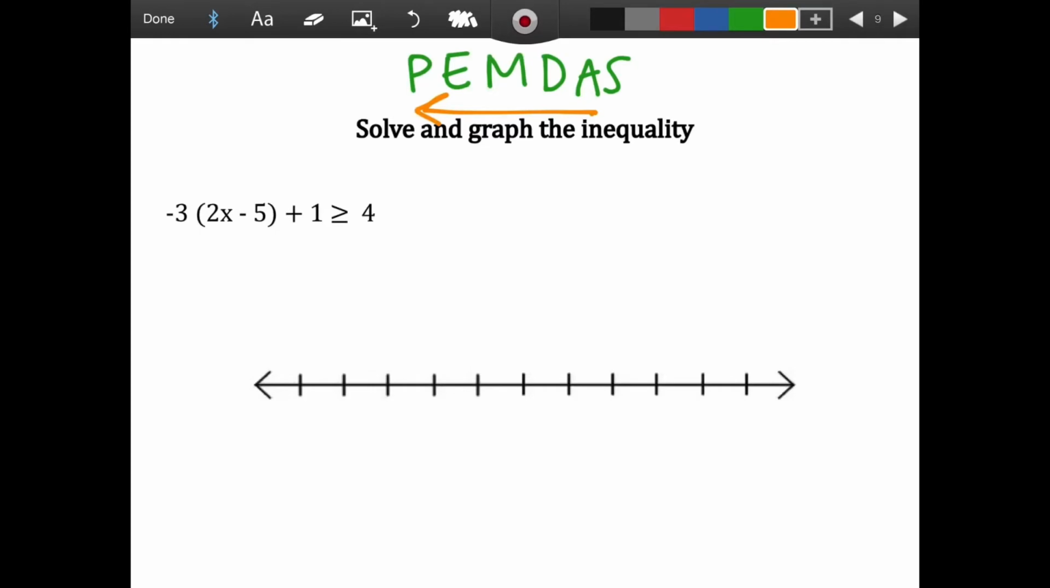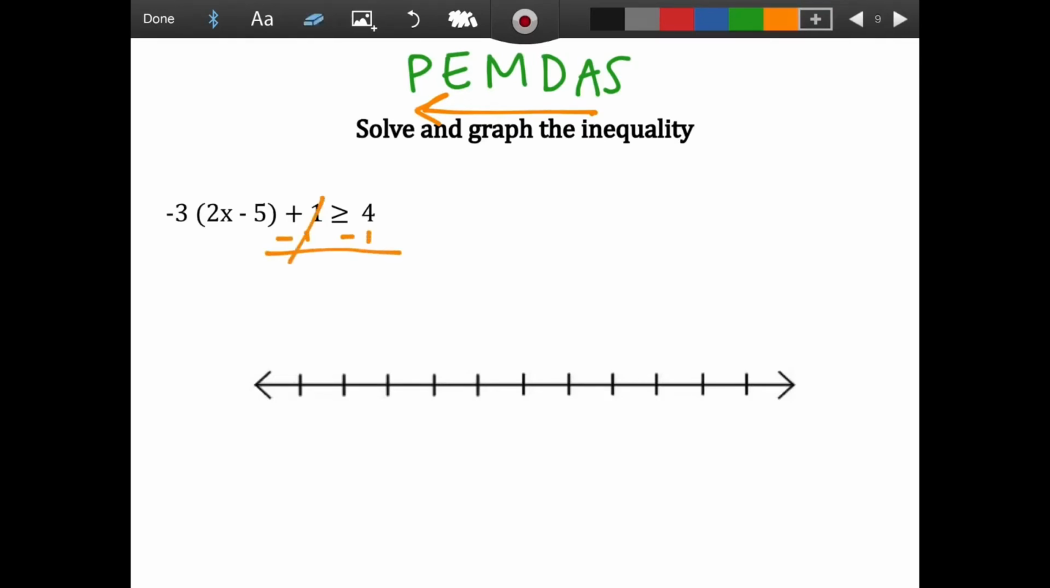So when we're solving, we want to try and get rid of any subtraction or addition first, then worry about multiplication and division, then we think about exponents. So on the left side, we have negative 3 times 2x minus 5 plus 1. So working backwards, we want to get rid of this plus 1 first. So we're going to subtract 1 from both sides.